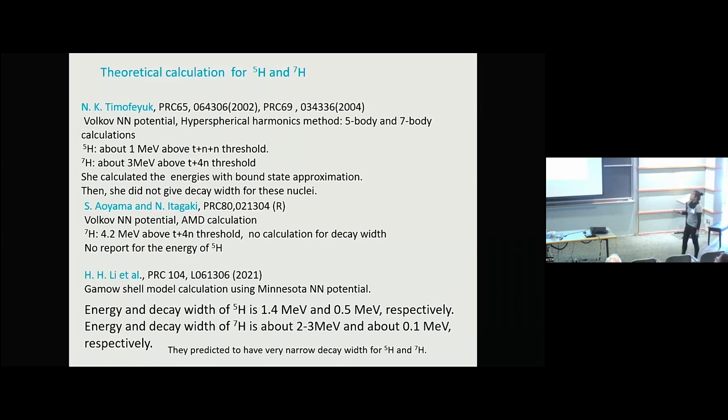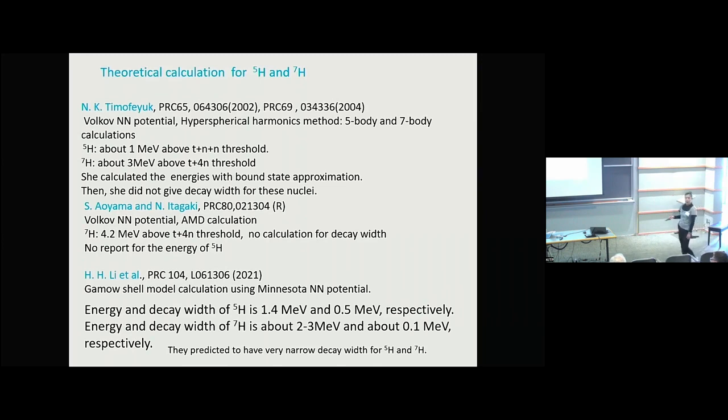After that, our Japanese colleagues Aoyama-san and Itagaki-san also calculated hydrogen 7 using the same NN interaction as hers, within the framework of AMD calculation. According to their calculation, they reported the energy of hydrogen 7 is 4.2 MeV above the threshold. However, they also did not calculate the decay width, and they had no report for the energy of hydrogen 5.